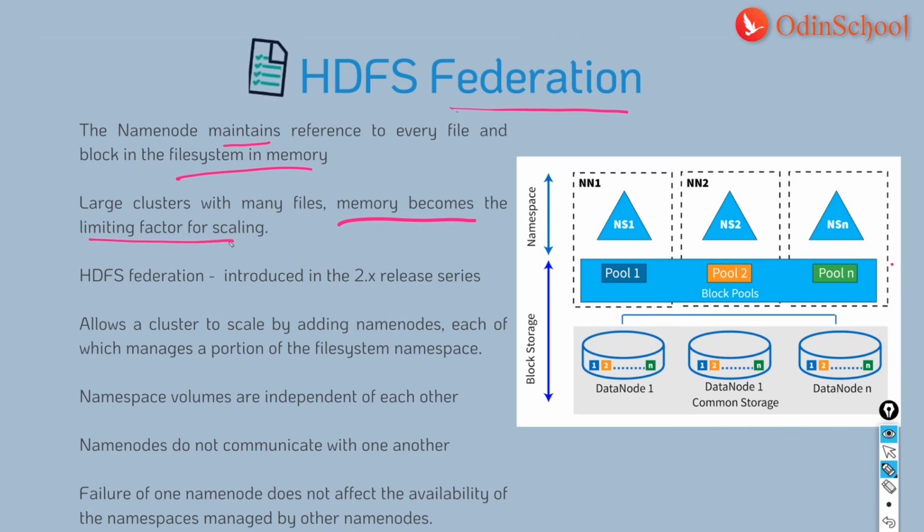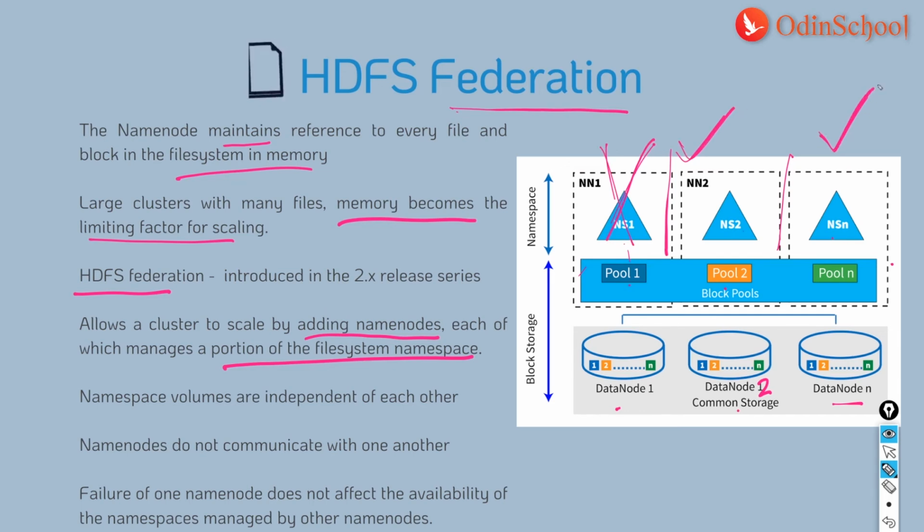So to remove this limitation, HDFS Federation was introduced in the 2.x release. Now it allows the cluster to scale by adding more name nodes. Okay, now this is something different from your standby name node or secondary name node. You are adding more name nodes, and each one of them will manage a portion of the file system namespace. Let us say you have data node 1, data node 2, data node n, and they have block pools. Every pool would be managed by a different name node, and these name nodes will not interact with each other. They are independent of each other, they do not communicate with each other, and failure of one would not affect the others.